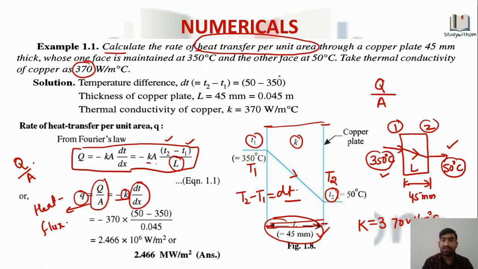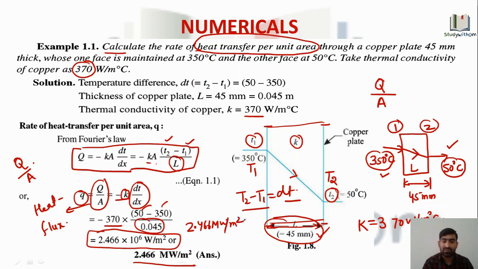K is already given in the question, that is 370 watt per meter degree Celsius, and dT upon dx. dT is T2 minus T1, that is 50 minus 350, and L is 0.045. On calculation we get the value in megawatt per meter square, that is 2.466 megawatt per meter square. So that is one concept which we have applied, which has been given by Fourier's law of heat conduction.